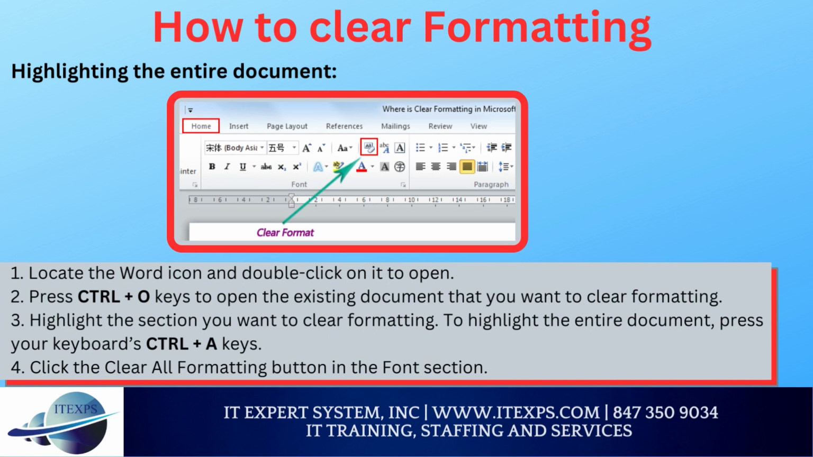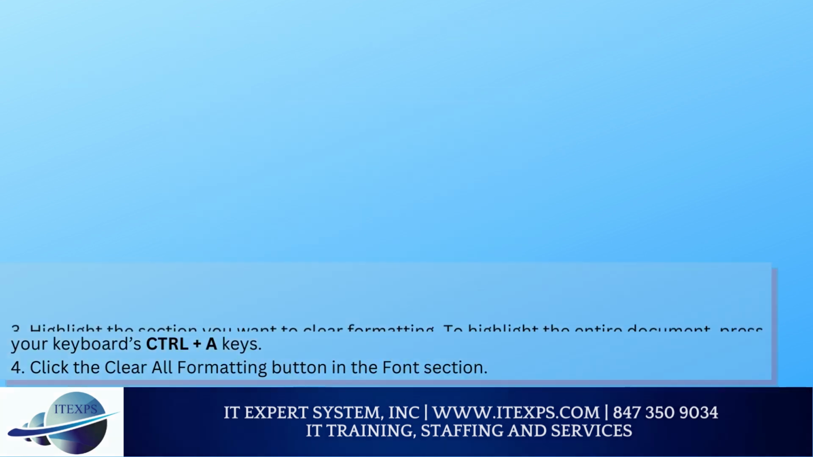How to clear formatting. Highlighting the entire document. Locate the Word icon and double-click on it to open. Press Ctrl and O keys to open the existing document that you want to clear formatting. Highlight the section you want to clear formatting. To highlight the entire document, press your keyboard's Ctrl and A keys. Click the Clear All Formatting button in the Font section.